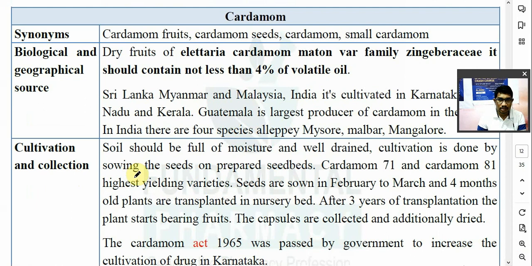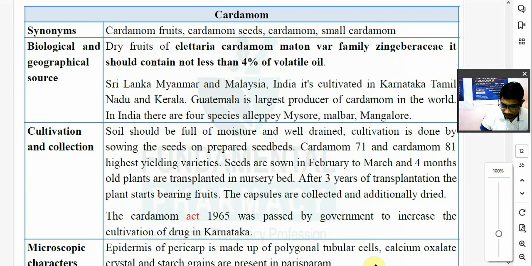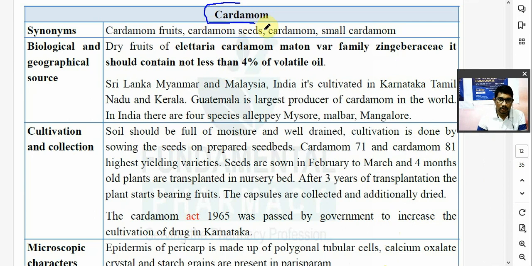Next is nothing but the cardamom. Cardamom means it is known as इलायची. हिंदी में इसको इलायची बोलते हैं. कार्डमम. ओके, मराठी मध्ये पण इलायची. Cardamom is again a volatile oil containing drug and everybody uses this cardamom daily in the condiments and spices. Okay. So what is the name?